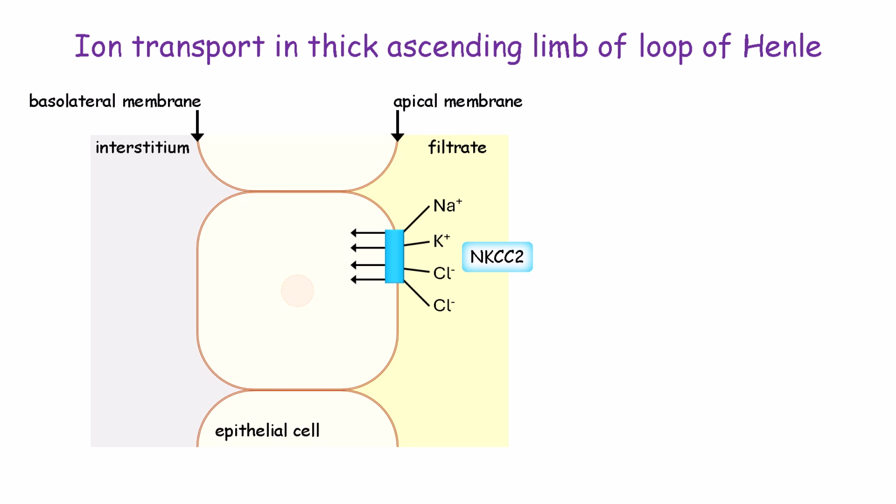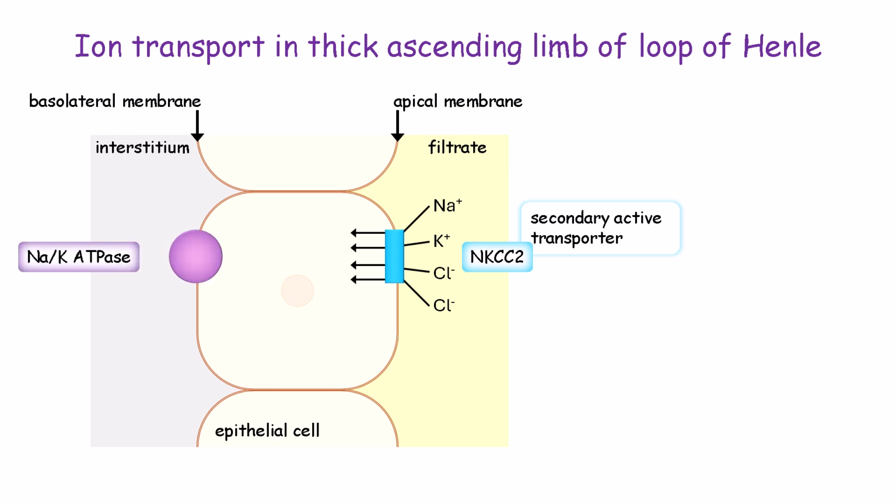NKCC2 is a secondary active transporter. It doesn't use ATP directly, but is powered by the sodium concentration gradient maintained by the sodium pump, or sodium-potassium ATPase, located in the basolateral membrane. The sodium-potassium pump actively transports 3 sodium ions out of the cell and brings 2 potassium ions in, lowering intracellular sodium and establishing the gradient that drives sodium entry via NKCC2.